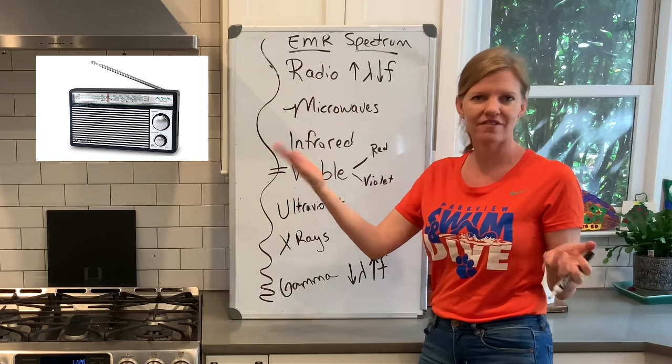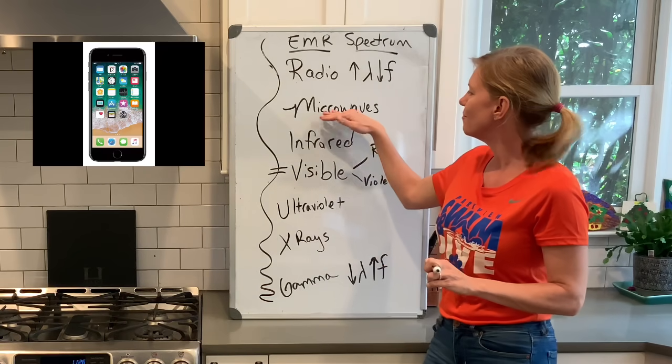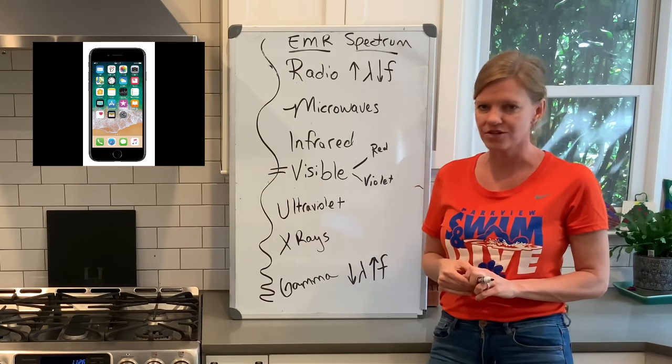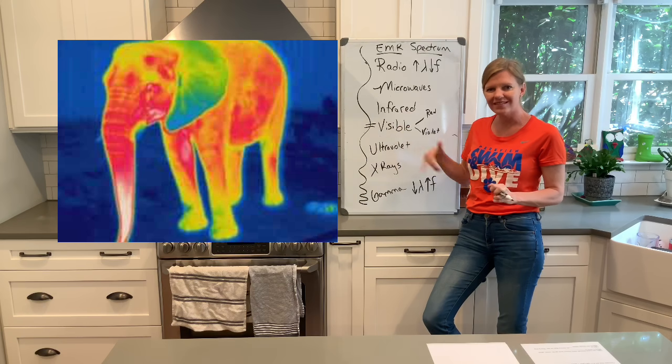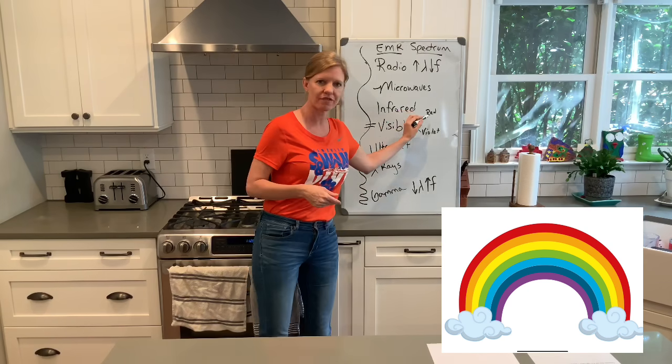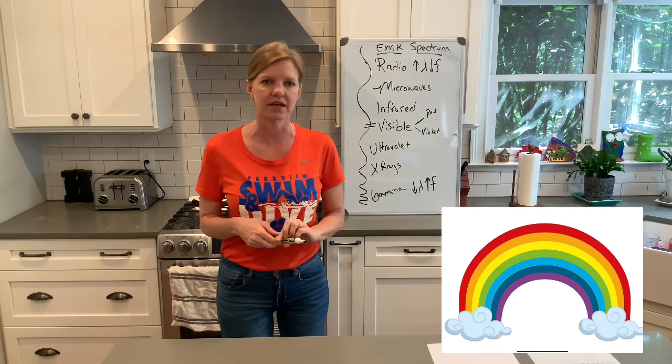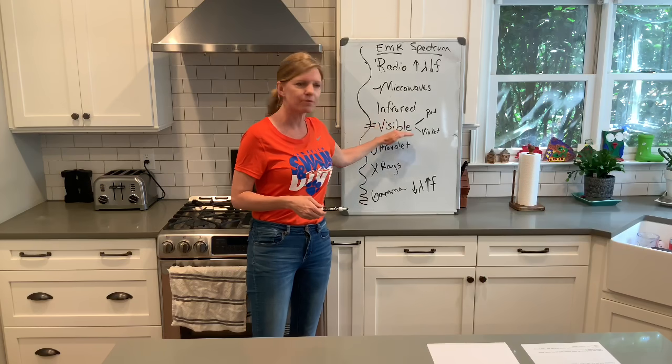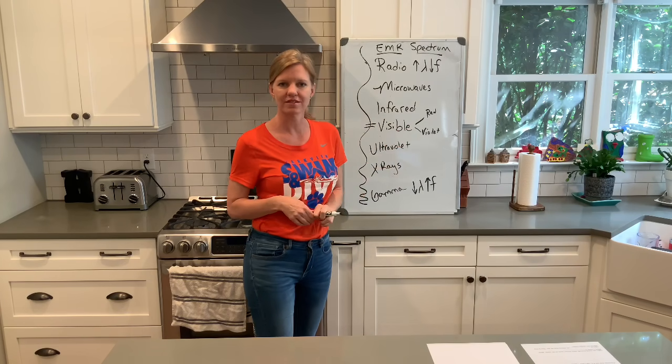You know radio waves, FM, AM stations. Microwaves are used in cell phone communication. Infrared waves are heat, that's just heat waves. And then of course you have the visible spectrum, where red is your lower frequency, violet is your higher frequency. We are going to talk about these colors more this week.